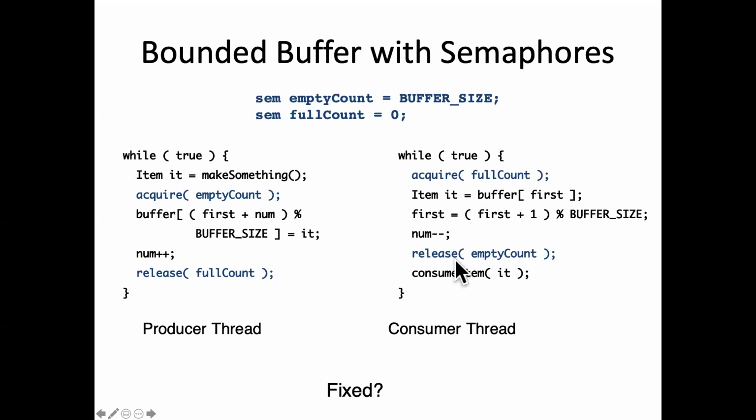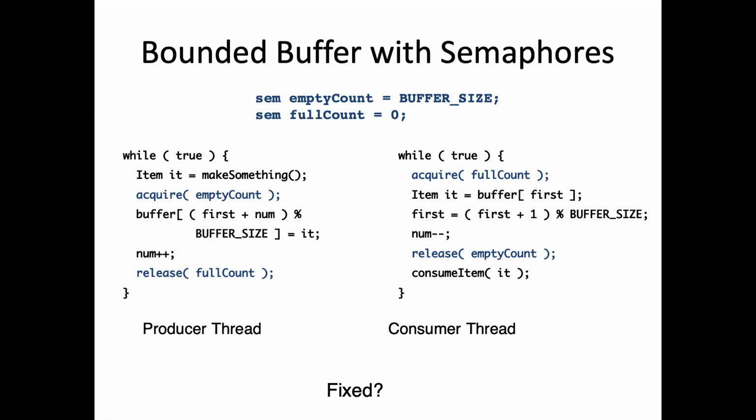Same thing's going on over here. Every time the consumer takes an item out of the buffer, we're releasing on empty count. So we just made a new empty space by taking a thing out of the buffer. And when we release on that, if there was a producer waiting to put an item in the buffer, that wakes up 1 of them out of this acquire and lets them put the next item in the buffer.